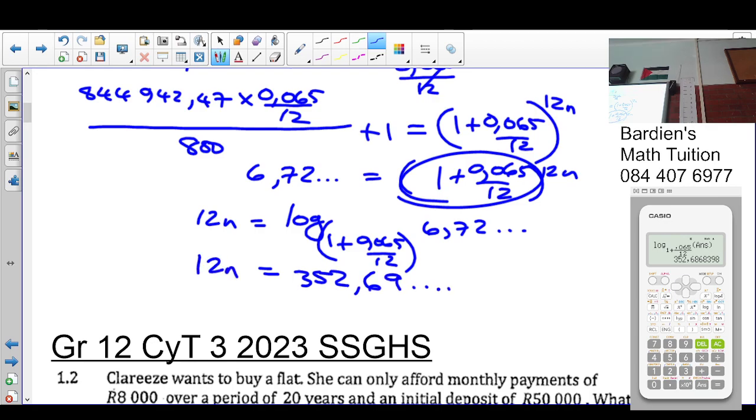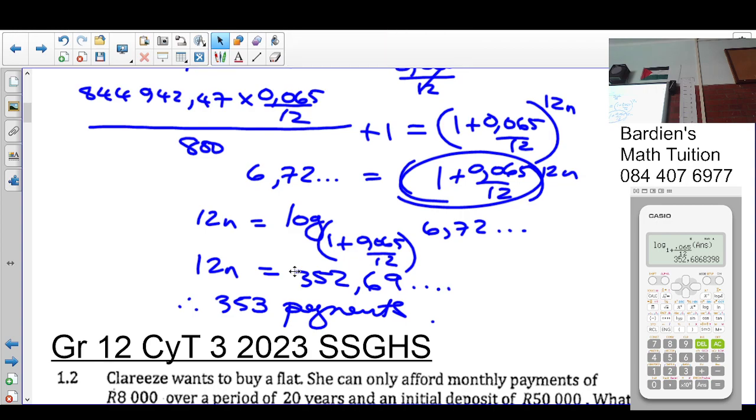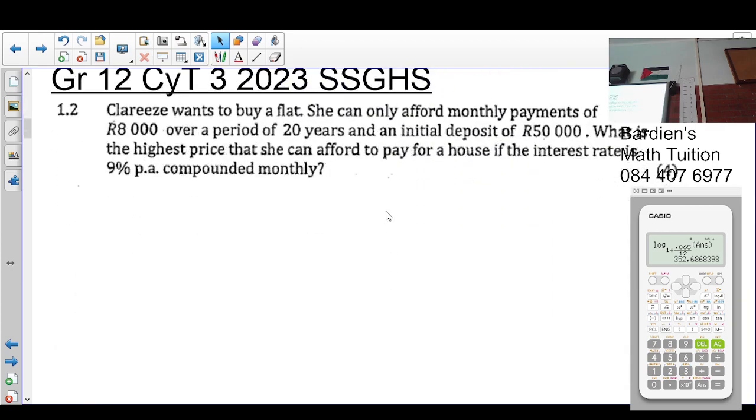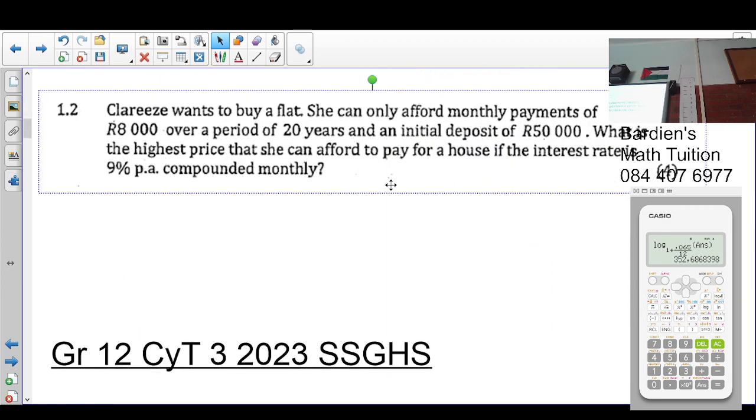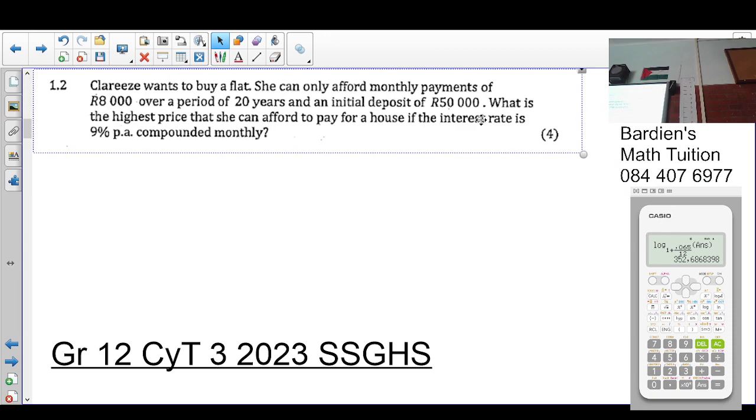This is 12n. If I'm going to divide by 12, it's going to give me years. The question is how many payments need to be made. So therefore, she makes approximately 353 payments. Okay. 353. People, are there any issues? No? Just circle the question and then I can relook at the way of marking, or if a mark must be awarded. Otherwise, I can explain where you have gone wrong.